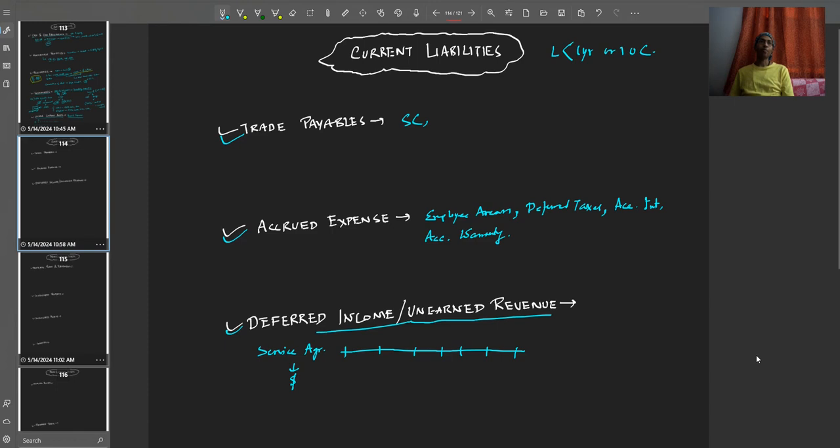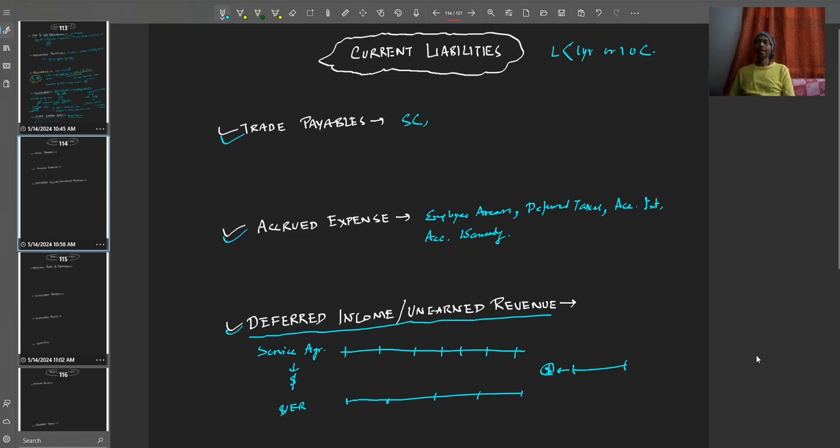Another example of unearned revenue can be someone has subscribed. Let's say you are a domain and hosting seller company. You have sold a domain for 5 years and you have taken the entire payment right now. This can also be unearned revenue, or a subscription for multiple periods, or for one period, whatever the subscription amount is, if you have taken the entire amount in the beginning, that also can be unearned revenue.